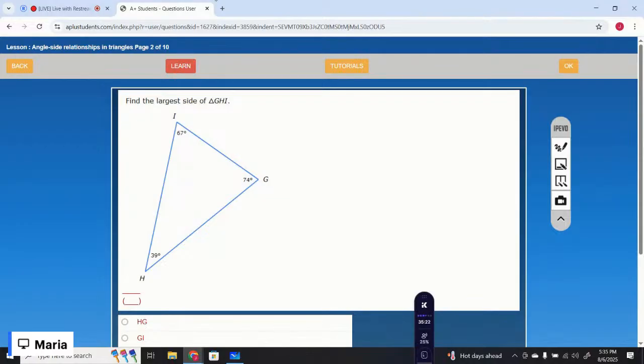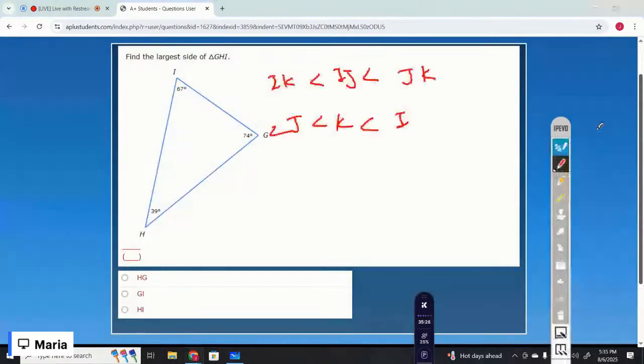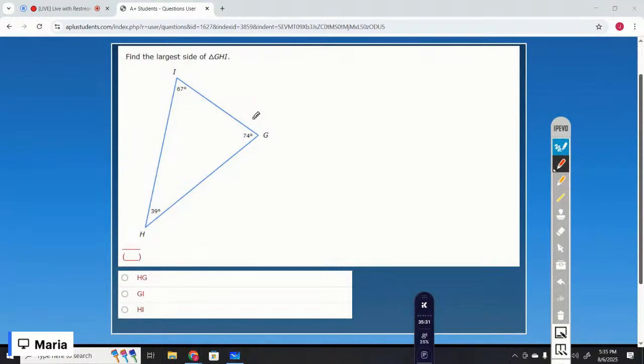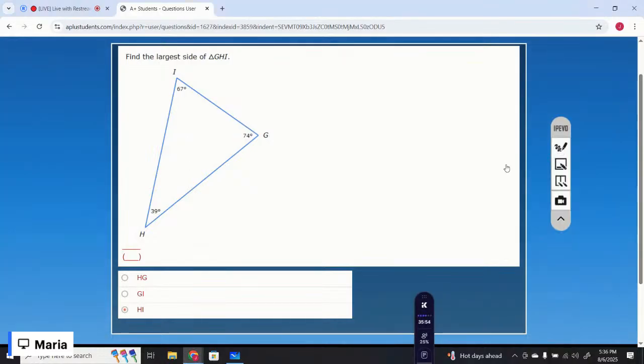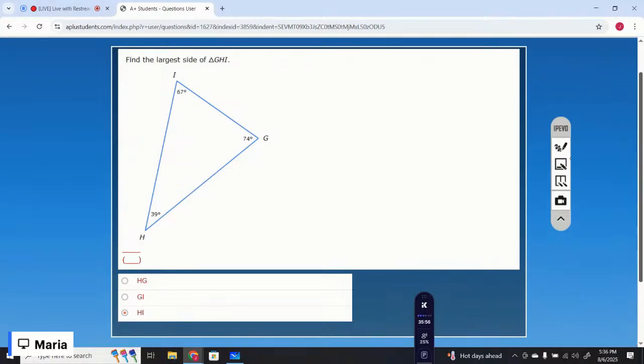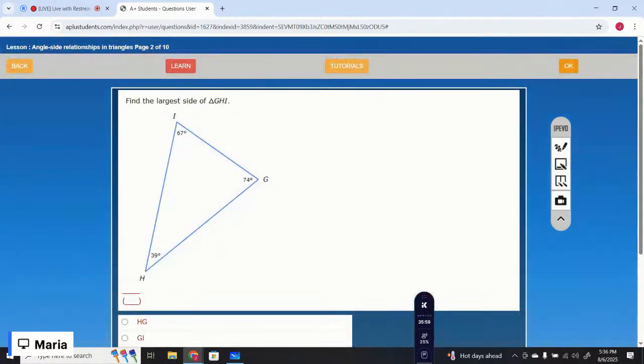Find the largest side of triangle GHI. Largest side: the side that is exactly in front of the largest angle. G is the angle that is largest. That is IH. So IH is the largest one. Option number 3 is the correct option.